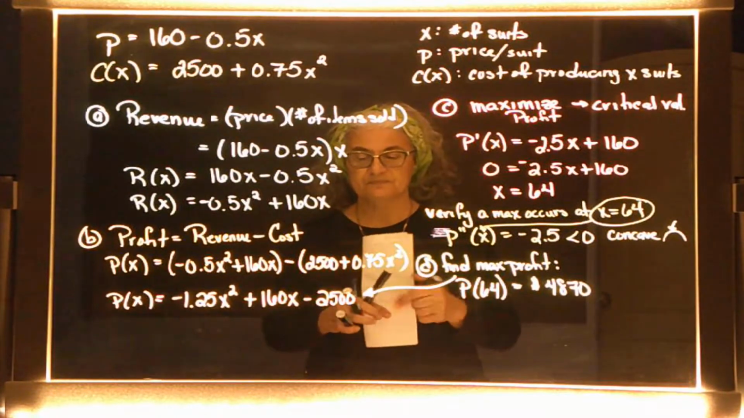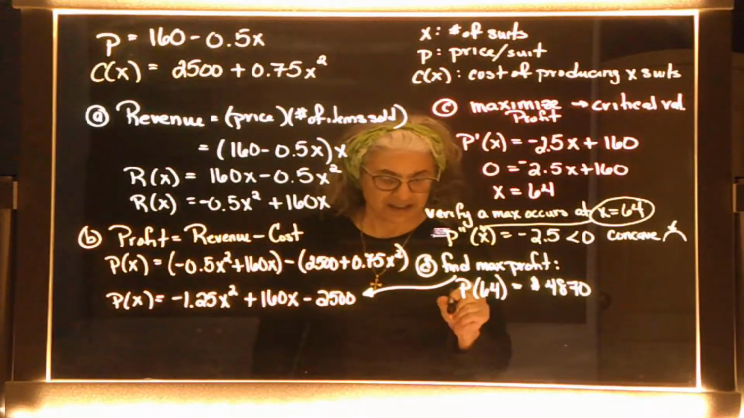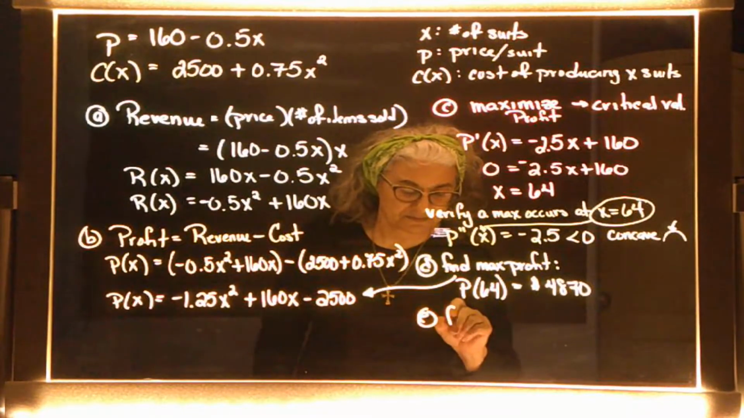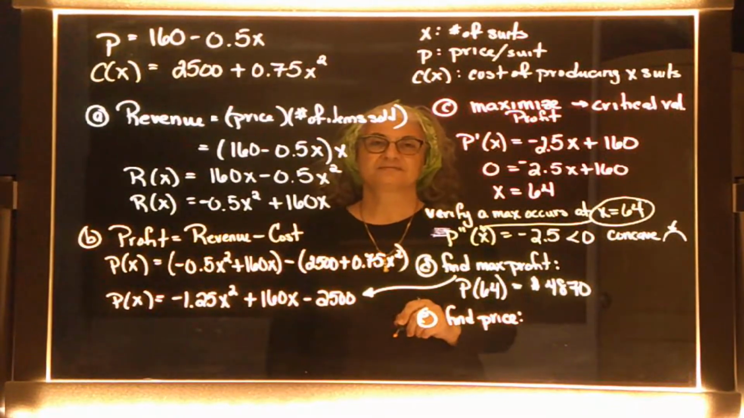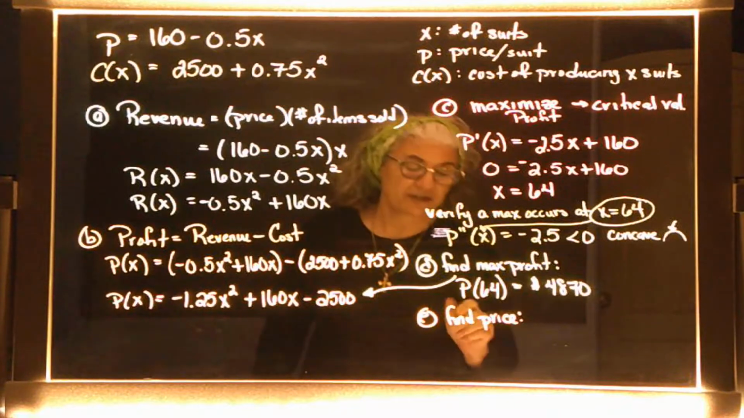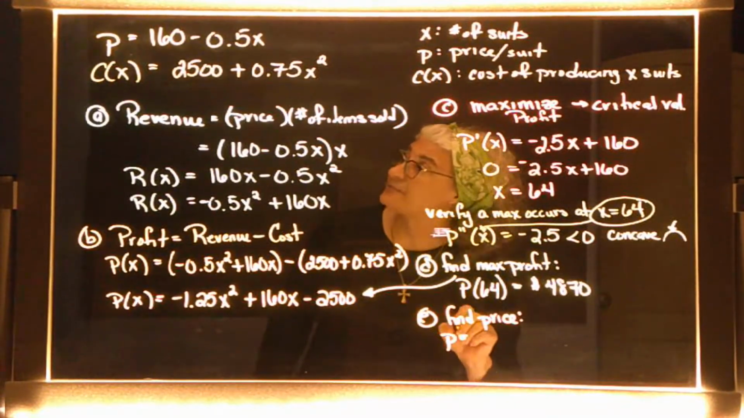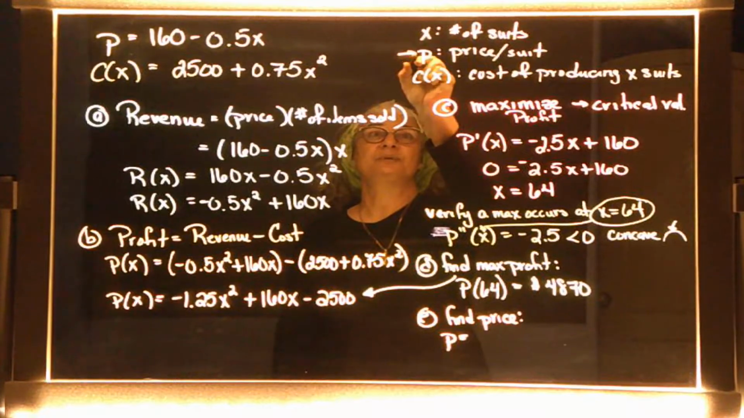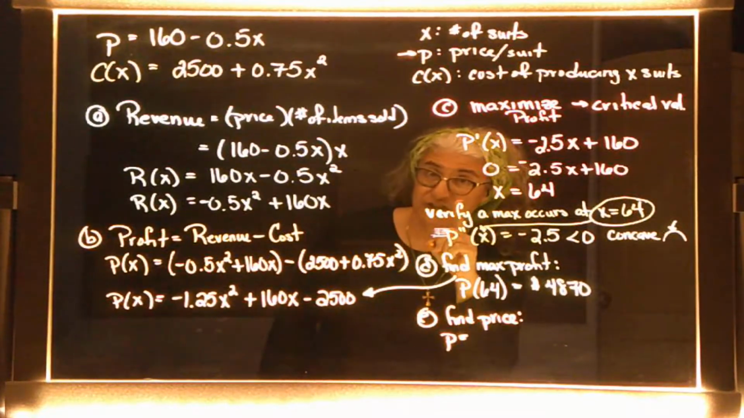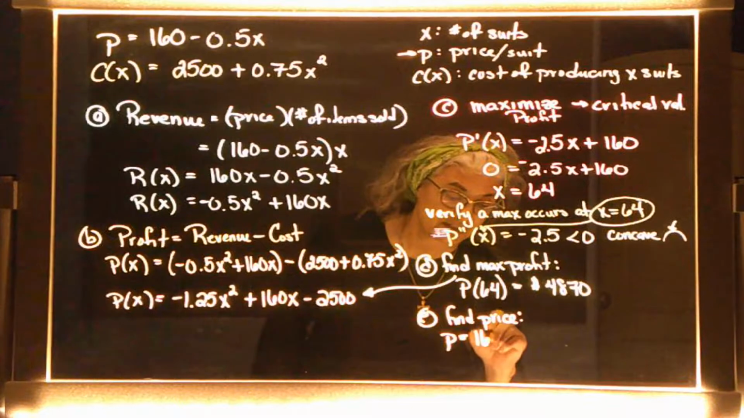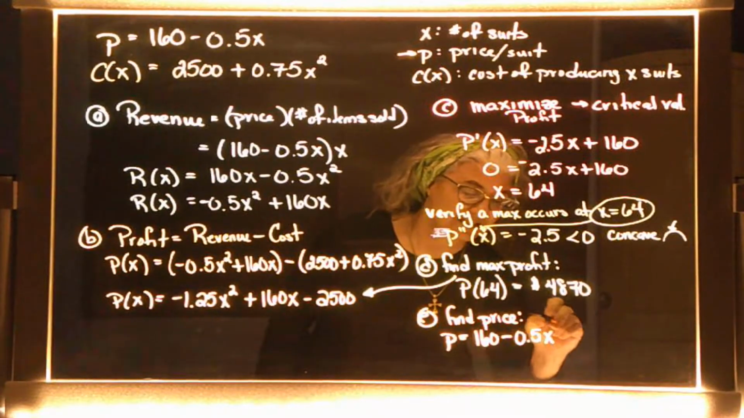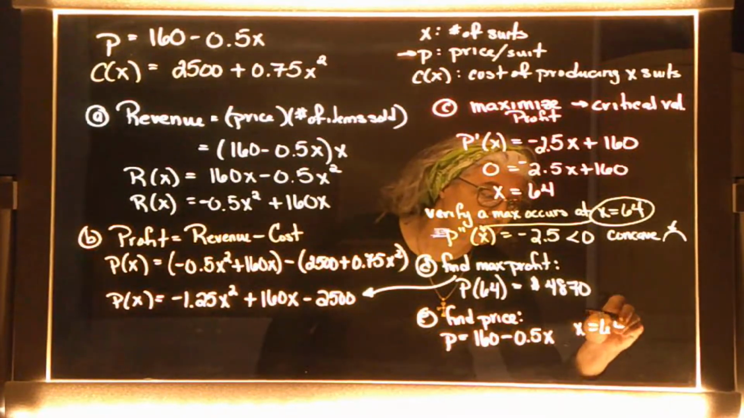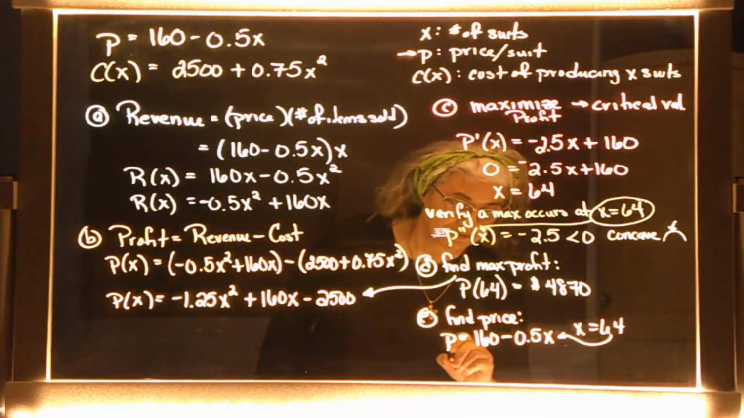E wants to know the price. So how are you going to find the price? Good. They gave me an equation up here to find the price. They said the price is equal to, because that's what P stands for, the little p I should say, the price is equal to 160 minus 0.5x. But since x is equal to 64, we're going to plug it in there, aren't we?